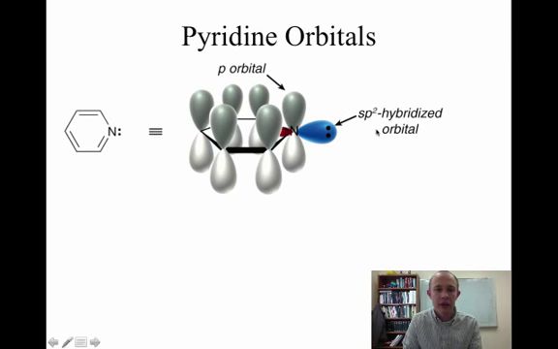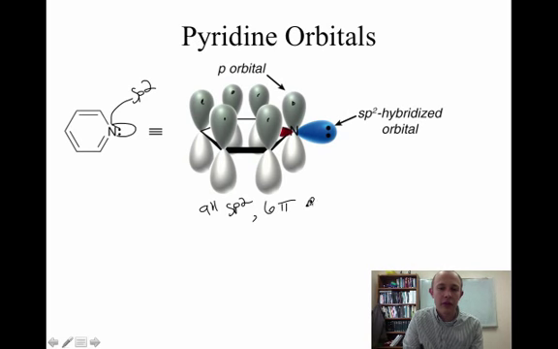Okay, so let's look at pyridine. In pyridine, this nitrogen is sp2 hybridized. The lone pair is in an sp2 hybridized orbital, and each one of these p orbitals has 1 electron in it. So it makes sense that pyridine is aromatic because it is all sp2 and you have 6 pi electrons. Everybody's happy.